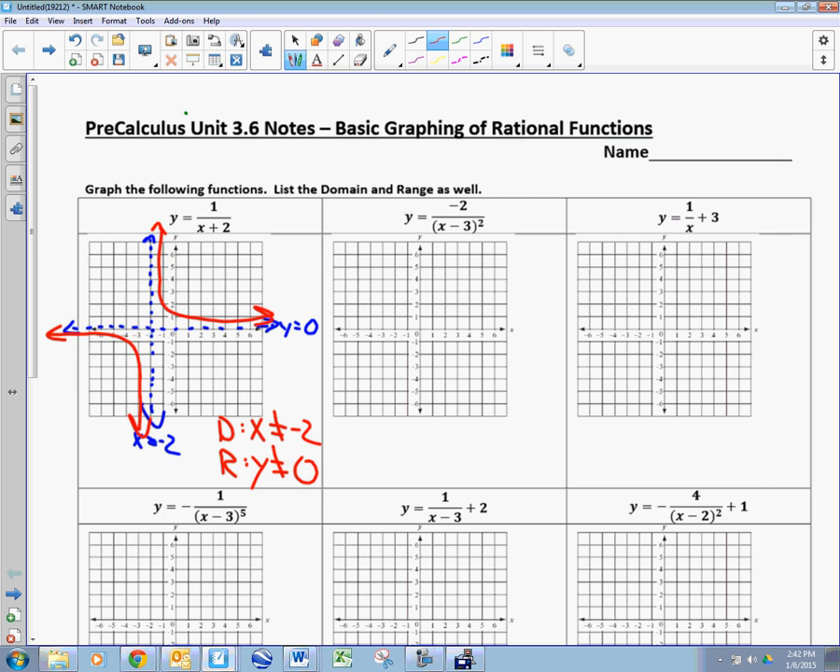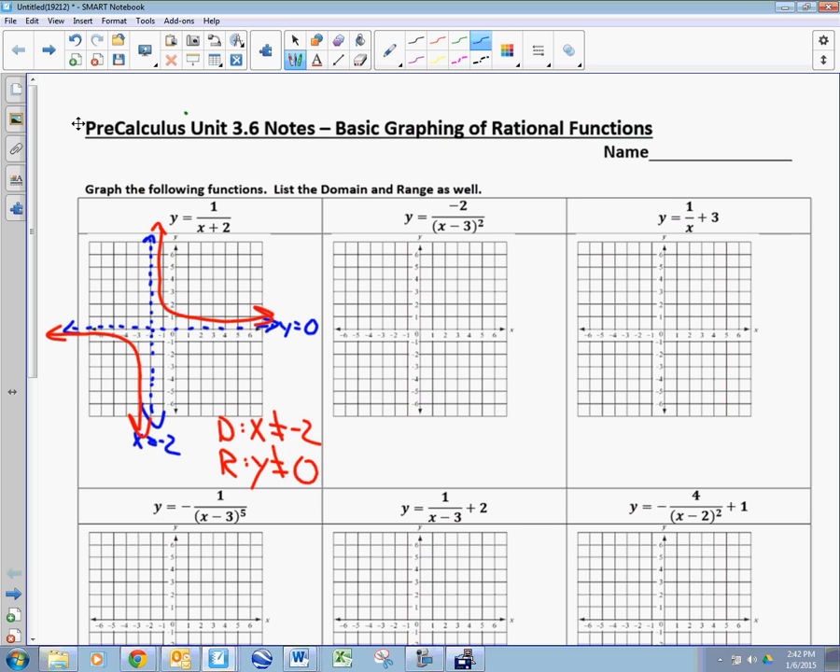What's different about the second problem? The 2 on the top will only simply stretch it, but the squared, instead of being in opposite quadrants, they will be in adjacent quadrants, won't they? They'll be next to each other. What does the negative do? It's flipped. Since it's on the outside, if it was attached to the x, it would be a horizontal flip, but because it's on the outside, it's a vertical flip.